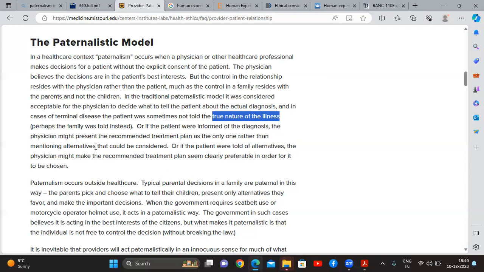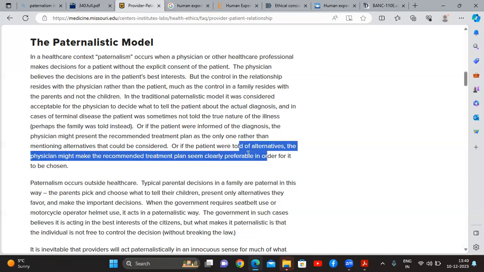Number 2 है, या तो आपने पूरा तो बोल दिया कि ये क्या है, डिजीज क्या है, मगर ये पूरा नहीं बोला कि ट्रीटमेंट्स कितनी सारी हैं. एक ही ट्रीटमेंट बोल दी और उसी ट्रीटमेंट को सबसे बेस्ट बना के प्रेजेंट किया. So that means you haven't given the full information to the patient. Again, you are making the decision for the patient. You are not giving them the full control over their life to choose the alternatives, to choose which treatment they want. Or if the patient were told of the alternatives, the physician might make the recommended treatment plan seem clearly preferable in order for it to be chosen.